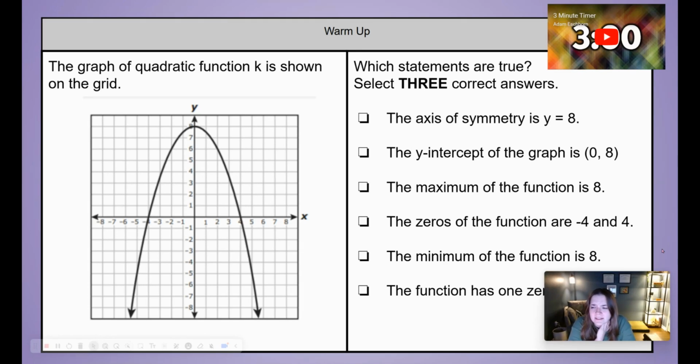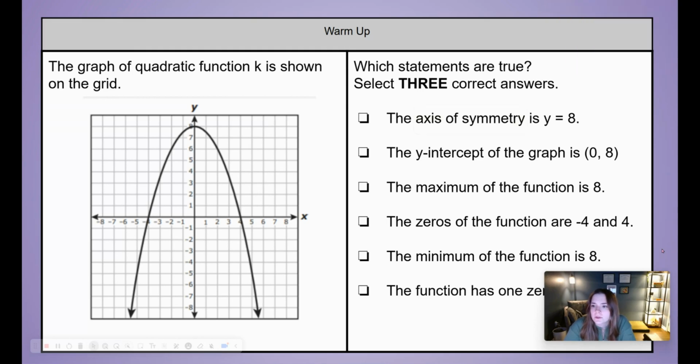Well, what is the axis of symmetry? Where is the axis of symmetry? It goes right down the center here, right down the middle of that curve. And so if I'm looking at the axis of symmetry, it should tell us where it is on the line, right? Now, if I'm looking at this, it says y equals 8.